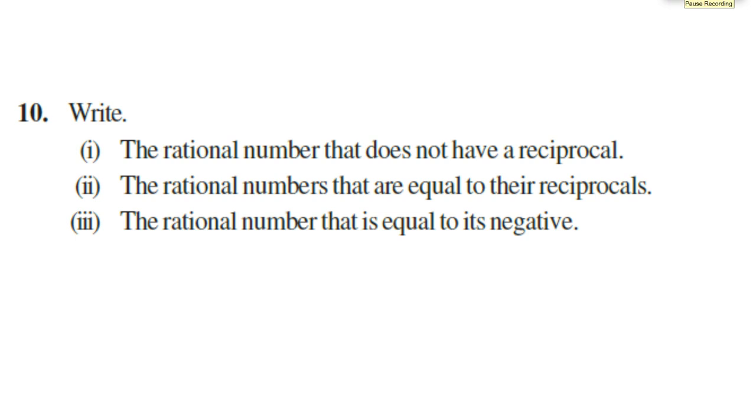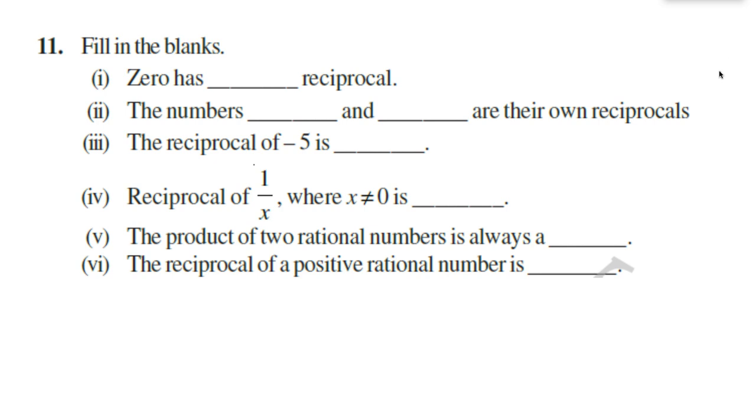Here is the last question from this exercise. Fill in the blanks. 0 has dash reciprocal. 0 has no reciprocal. The numbers dash and dash are their own reciprocals. We discussed earlier, 1 and negative 1. The reciprocal of negative 5. Negative 5 you can write as negative 5 by 1. So what is its reciprocal? Yes, it is negative 1 by 5.